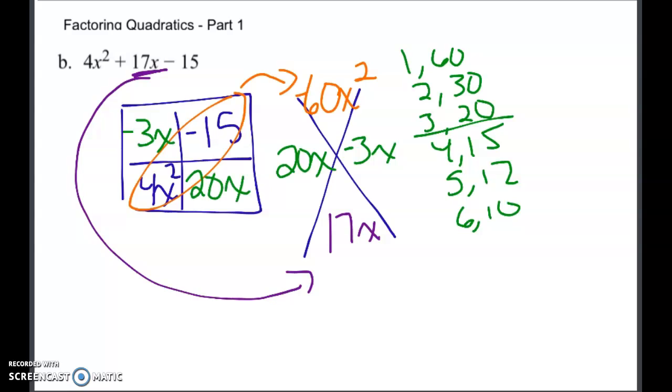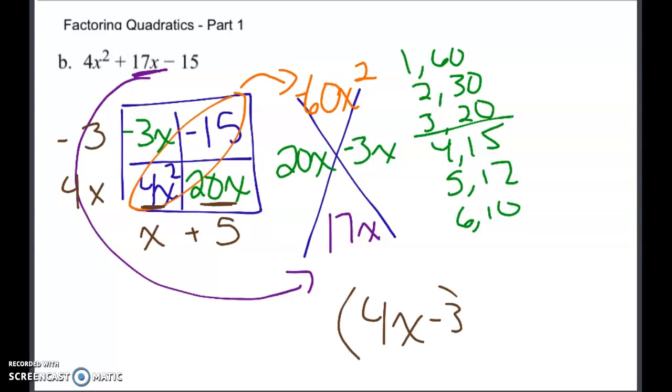Now I want to find the greatest common factor of a column or a row. I'm just going to start with this row, and I notice that that's 4x. What times 4x gave me 4x squared? x. What times 4x gave me 20x? 5. What times x gave me negative 3x, which would be negative 3. So I've factored it to be 4x minus 3 and x plus 5.